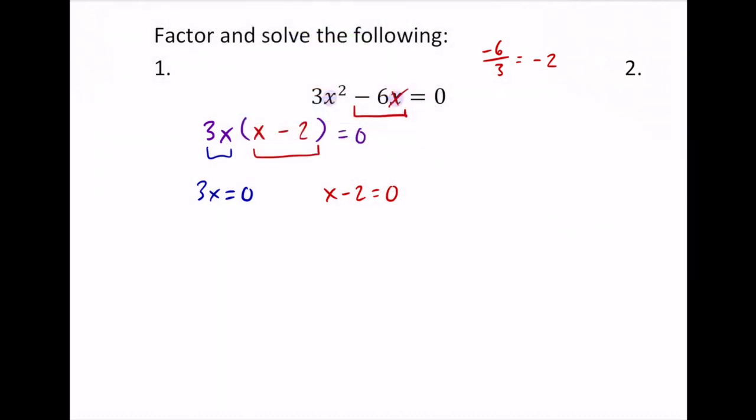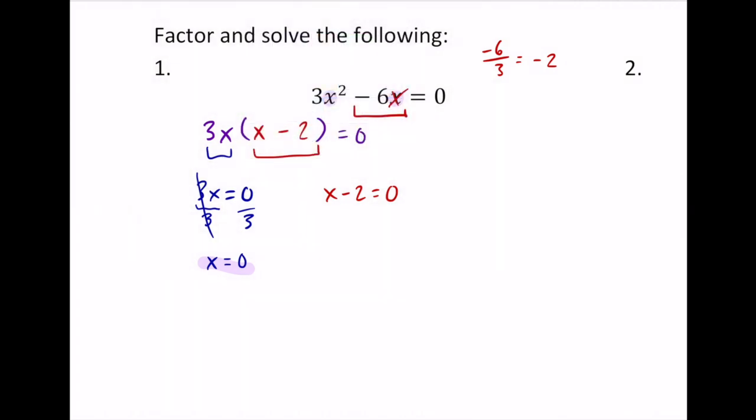So over here, in order to get x by itself, I'm going to have to get rid of the 3. That can be done by dividing both sides by 3. The 3's cancel. So we have x equals 0 divided by 3. If we use our calculator, we see 0 divided by 3 is 0. So that's one of our answers. X equals 0.